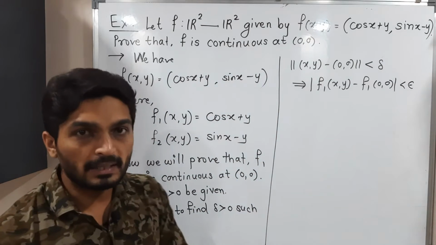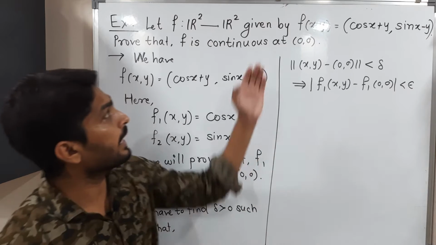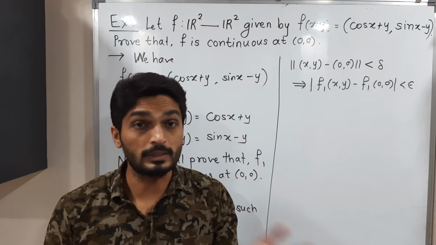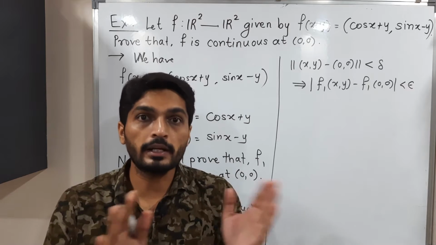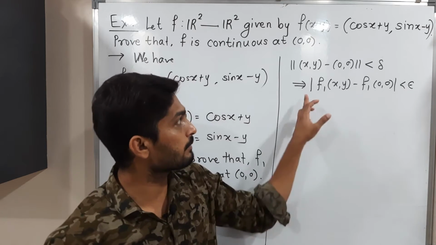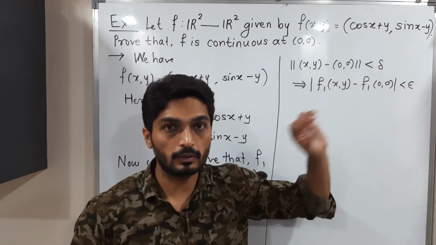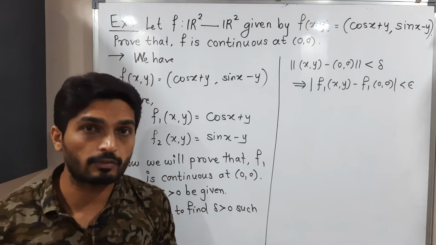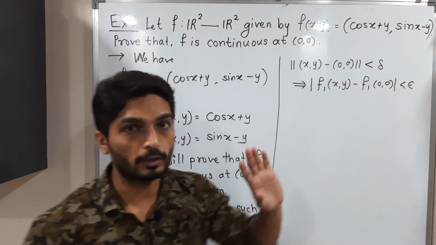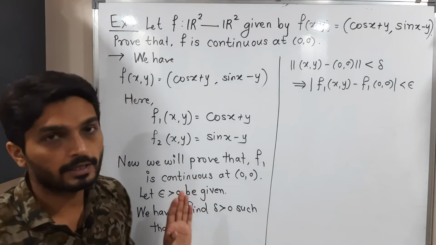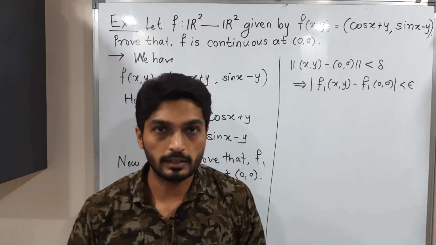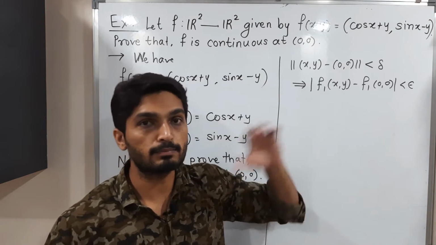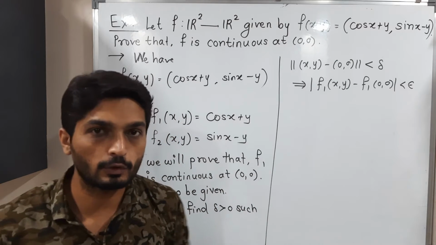Keep in mind one thing. We have a vector field F, but it has two components, F1 and F2. These are not vector fields; F1 and F2 are scalar fields. That's why we have to take mod here. If we have a vector field, then we have to take the norm, but F1 and F2 are scalar fields, so I'm taking mod here. For this epsilon, we have to find a delta which will satisfy this definition. So let us start to solve this problem by considering this mod, find its value, and then go further.